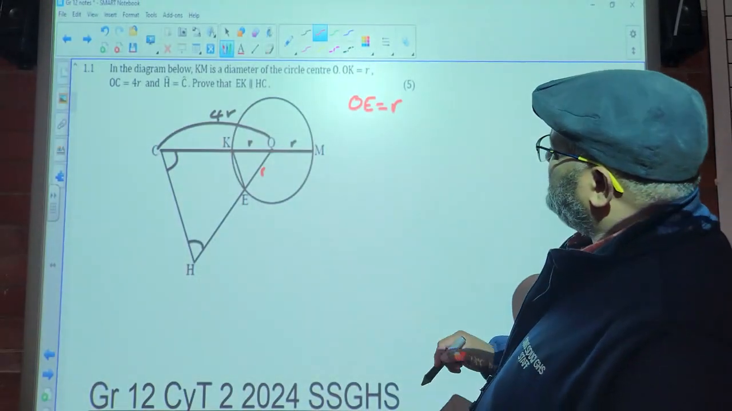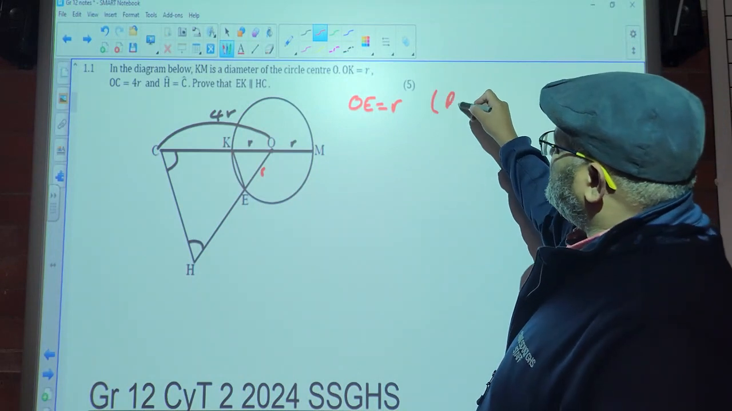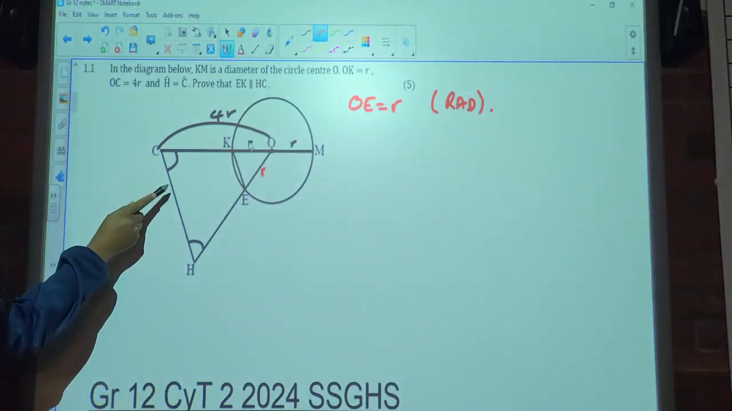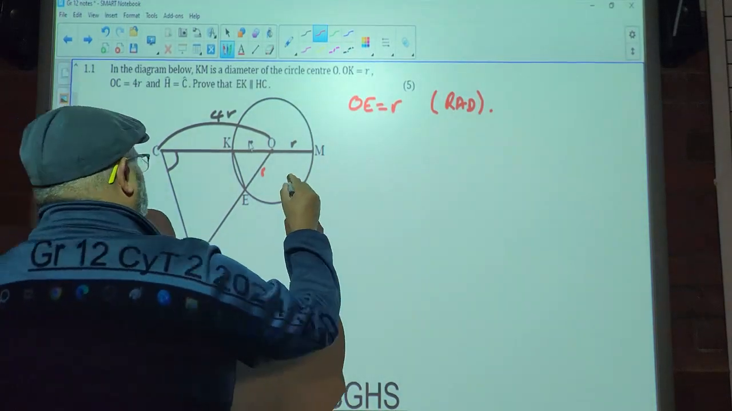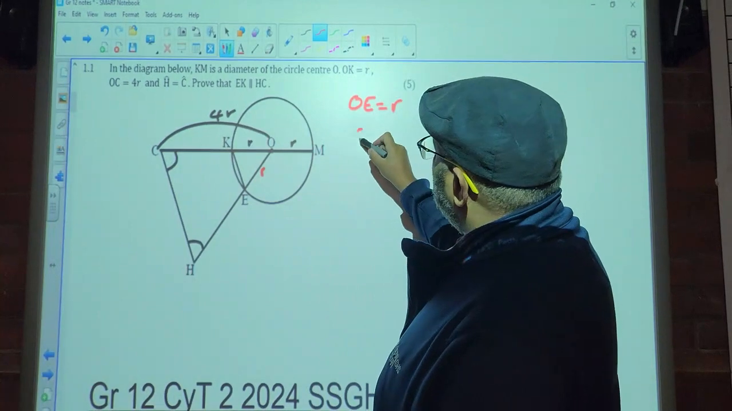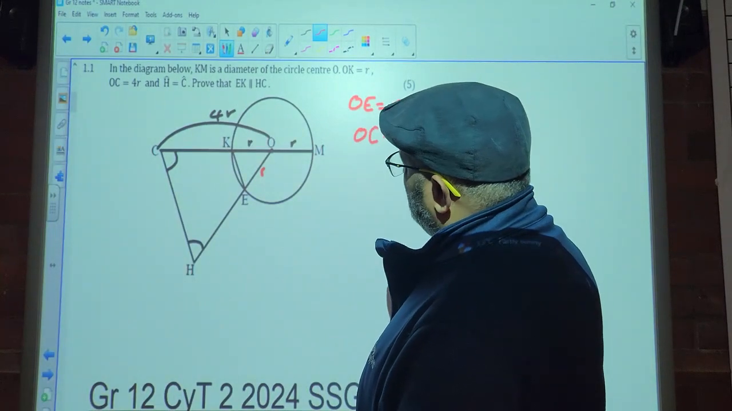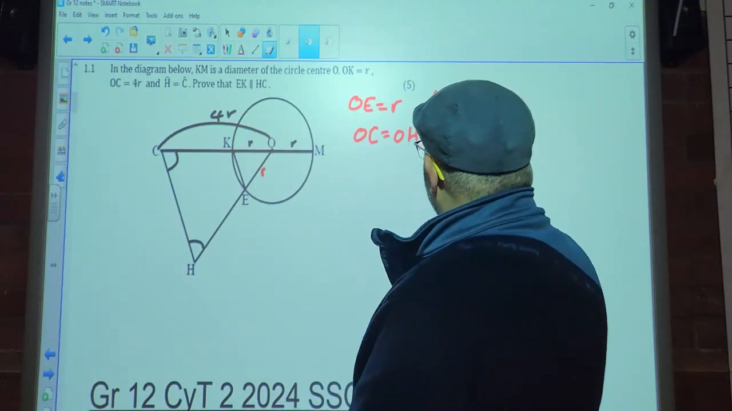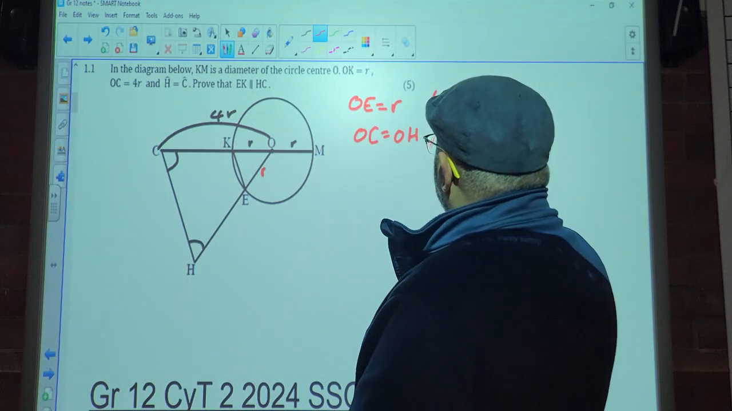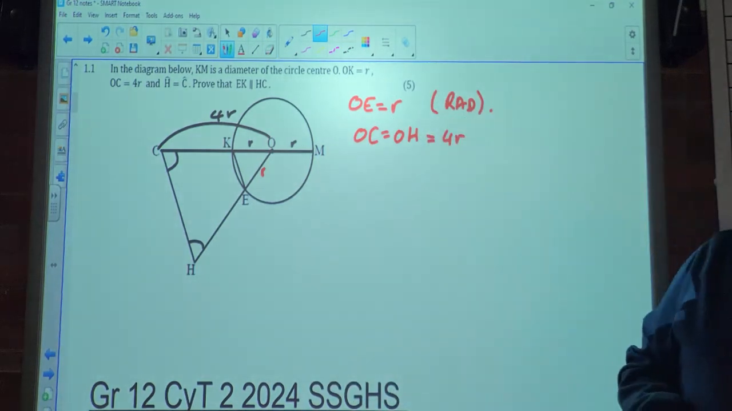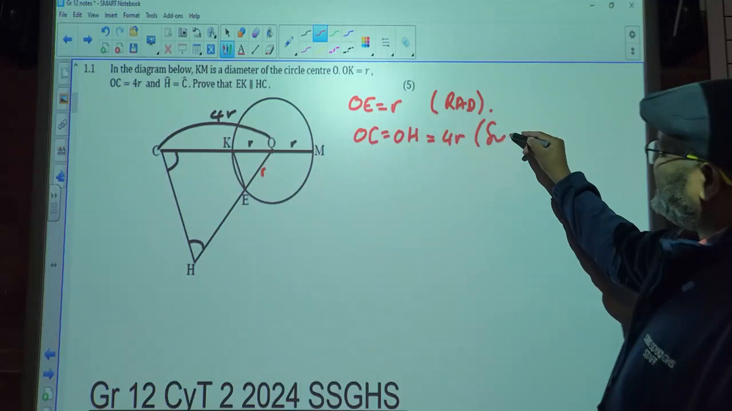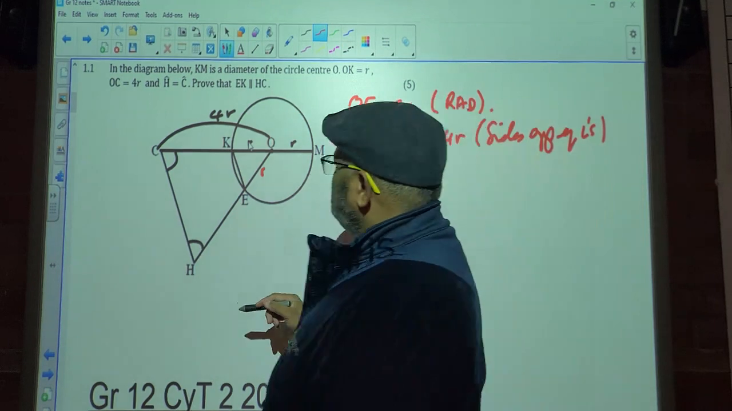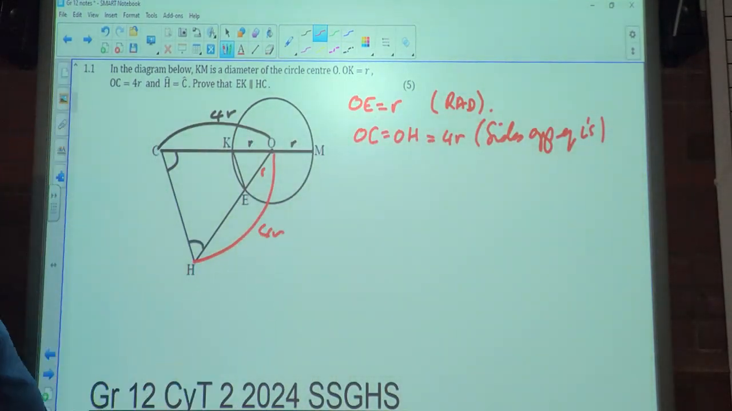Okay, so OE is equal to R because it's your radius. Now you see that angle C is equal to angle H, which results in the fact that OC has to be equal to OH, which is equal to 4R. And some wrote angles opposite equal sides, it is actually sides opposite equal angles. Okay. So this of course is going to be 4R there.